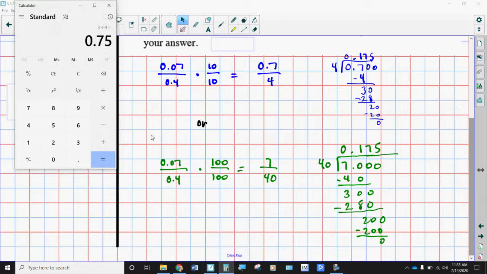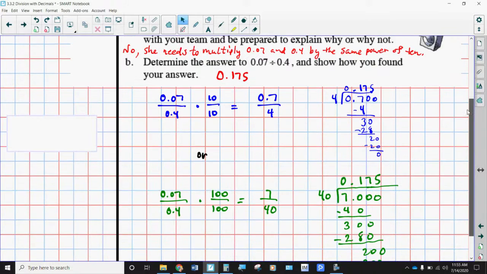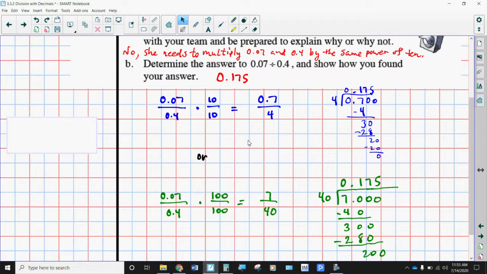And if you want to double check it with the calculator, 0.07 divided by 0.4, 7 hundredths divided by 4 tenths is 175 thousandths. Okay, so that's our final answer. So this is the process that you go through.